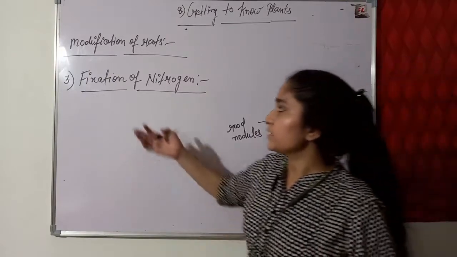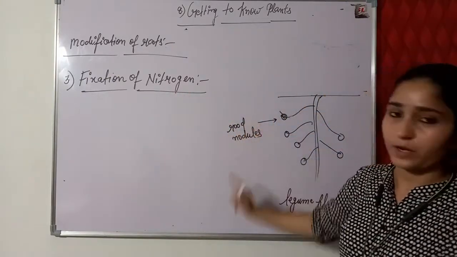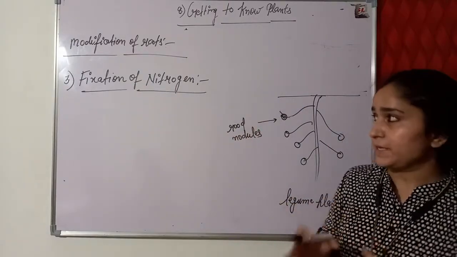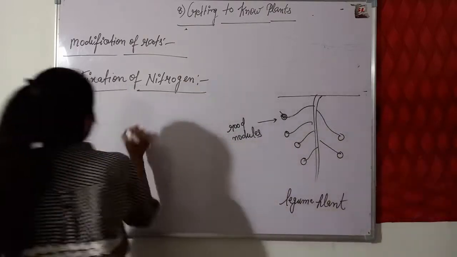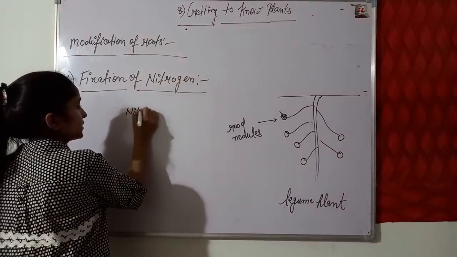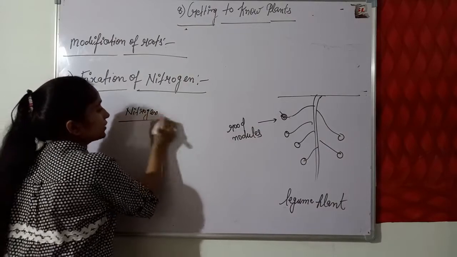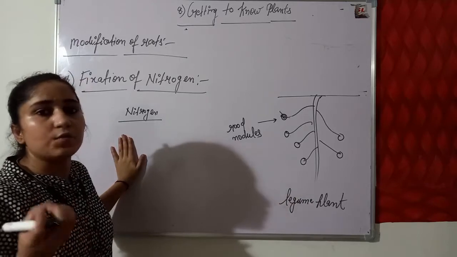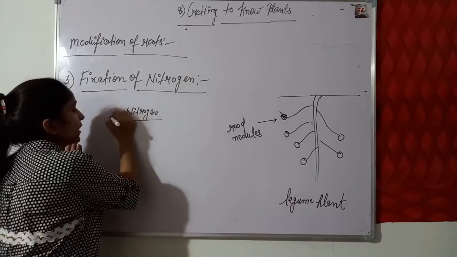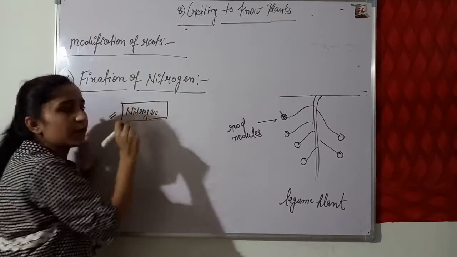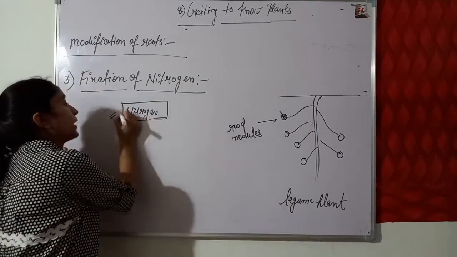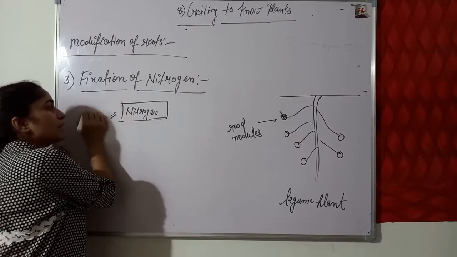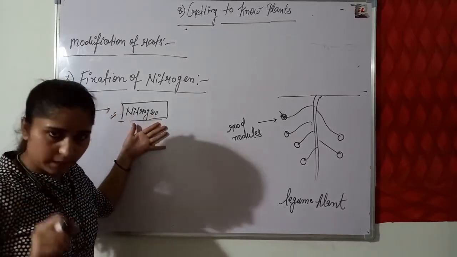Students, this is the third modification of root, fixation of nitrogen. The meaning of fixation of nitrogen is that in our atmosphere a gas, nitrogen, is present. You know that plants or trees require nutrients from their soil. So plants require a nutrient which is nitrogen, and nitrogen is present in our atmosphere, but plants are not capable of utilizing this nitrogen directly.